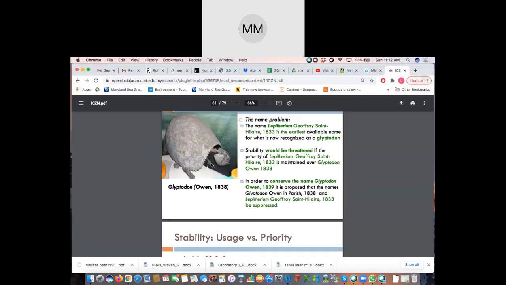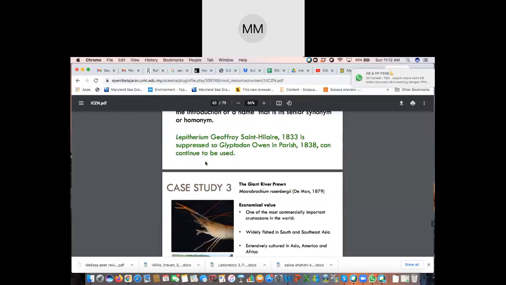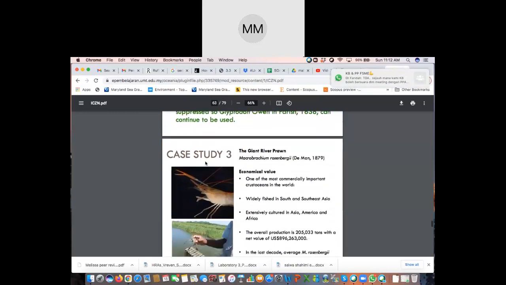So in order to not interfere with this name, only Lepitherium is suppressed and they conserve the name Glyptodon. Alright? So this is one case study.